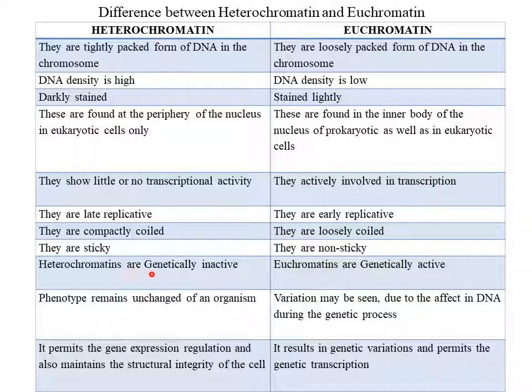The heterochromatin is genetically inactive, but the euchromatin is genetically active. The phenotype of an organism remains unchanged in the heterochromatin, but variation may be seen due to the effect of DNA during the genetic process in the euchromatin. The heterochromatin permits gene expression regulation and also maintains the structural integrity of the cell. The euchromatin results in genetic variation and permits genetic transcription. Thank you.